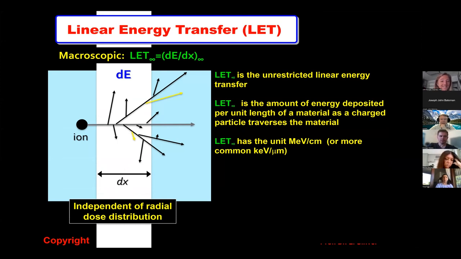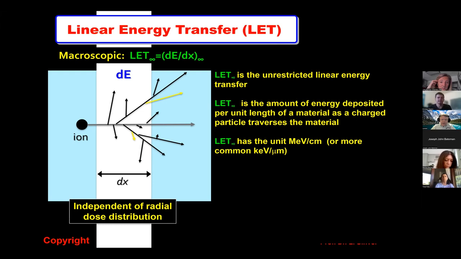I mean, the LET, first of all, normally when people talk about LET, you talk about unrestricted LET. And one has to remember that then it's independent of the radial dose distribution. That means independent of how far the secondary electrons go. And this is kinematically dependent on the velocity of the beam. So actually you can have the same LET, which is the energy transferred from point A to point B, with a different velocity of the beam.